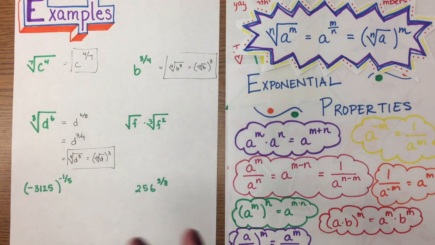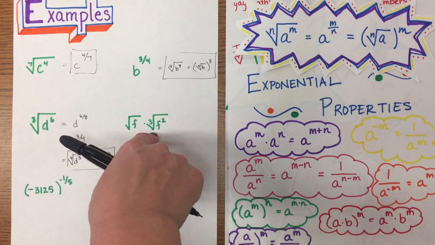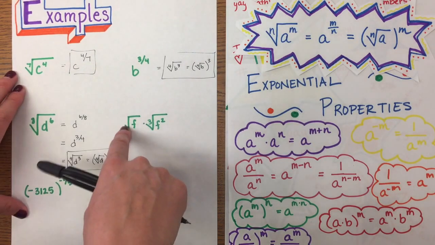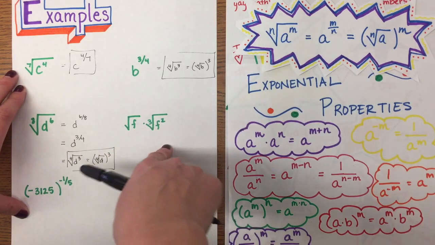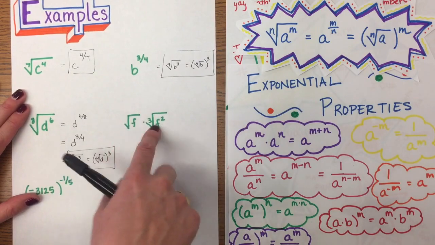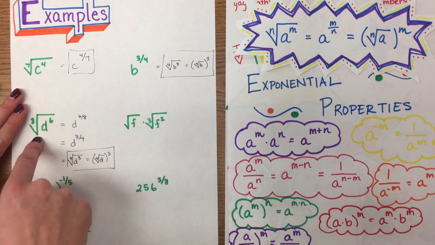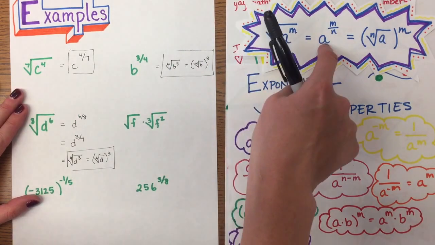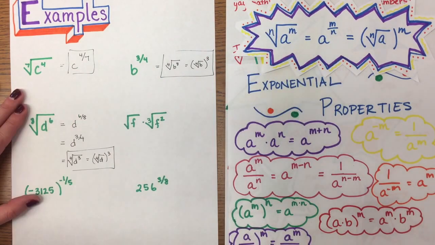When I look at this next problem, I have the issue of having two indices that are not the same. I have the square root of f times the cube root of f squared. So I can't just combine these because the index is not the same. So what I'm going to do is, again, in the same way that we went from a radical to a rational exponent, convert each of these from a radical into a rational exponent.